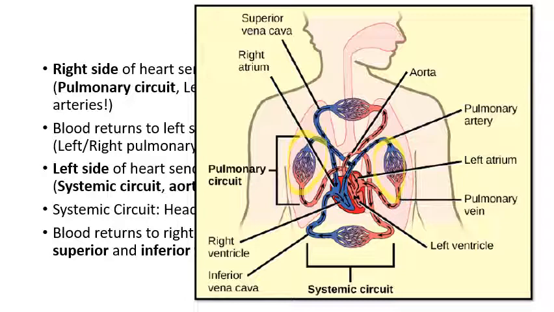And we also know that we have a superior and an inferior systemic circuit. Right? So it's a little bit more complicated than that, but it's basically the same as that diagram I showed you on the last slide.